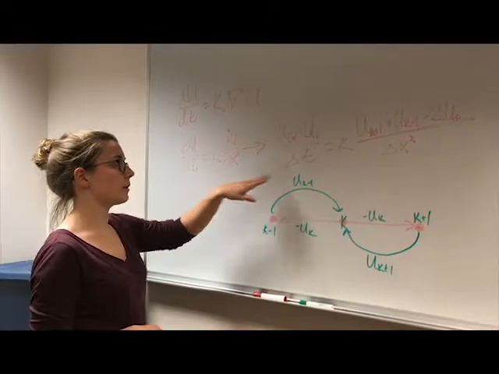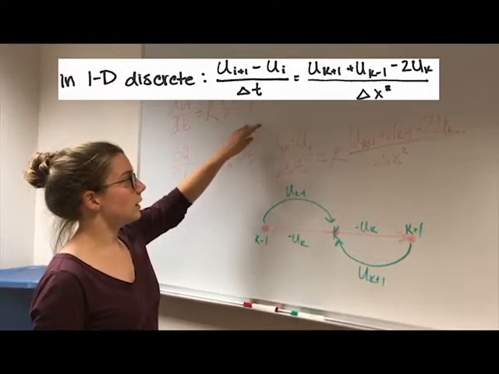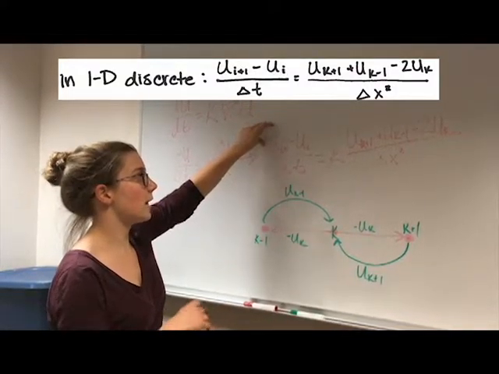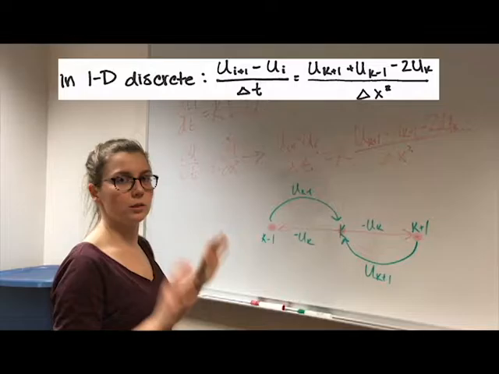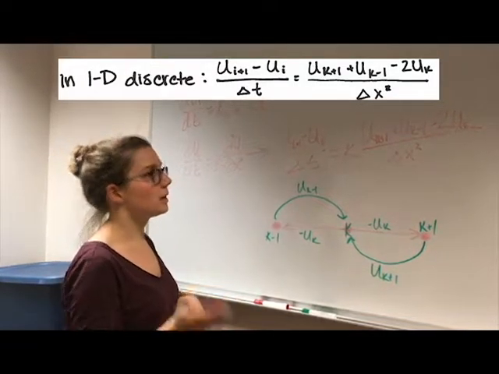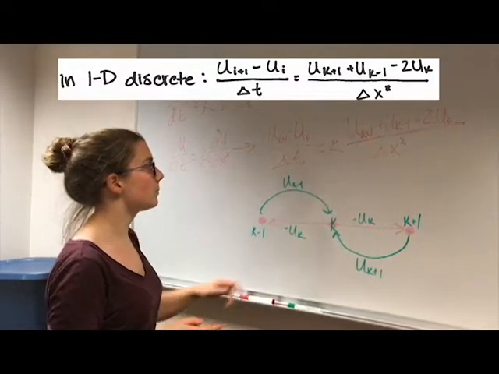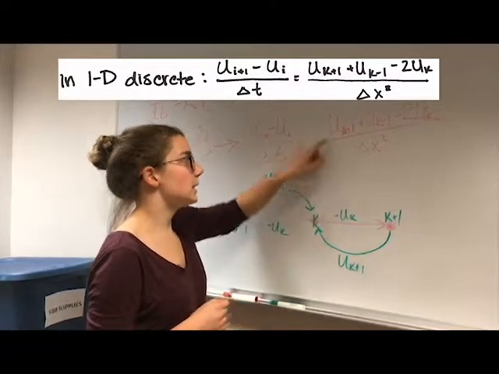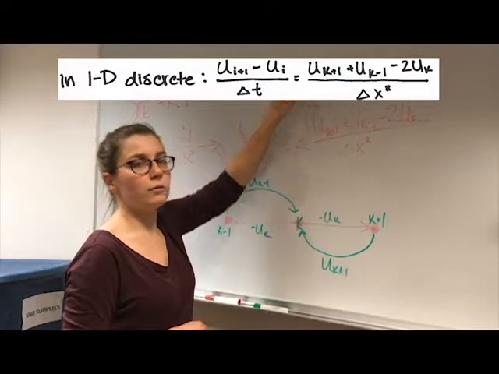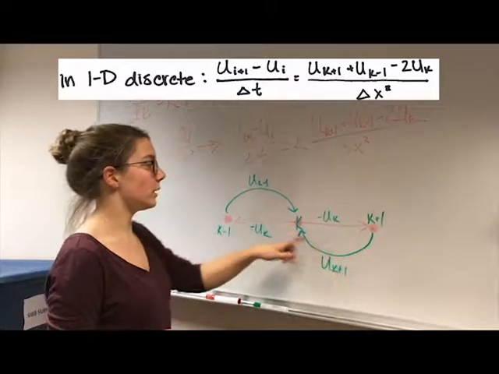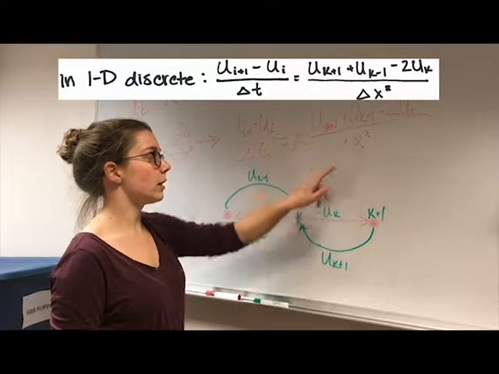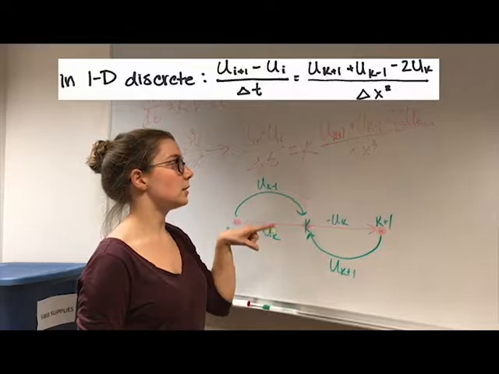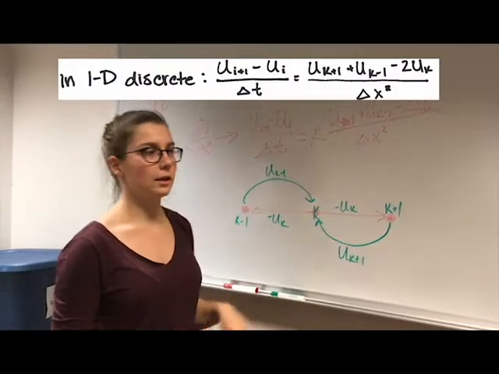To take this into a discrete form, you take the u at one point i in the future and take the difference between that and the u that you're at in the present time. Then you divide that by the time difference between them. And that is equal to k, whatever constant you have, times the u of the next space over, plus the u of the previous space, minus 2 times the u of the current space, all divided by delta x squared.